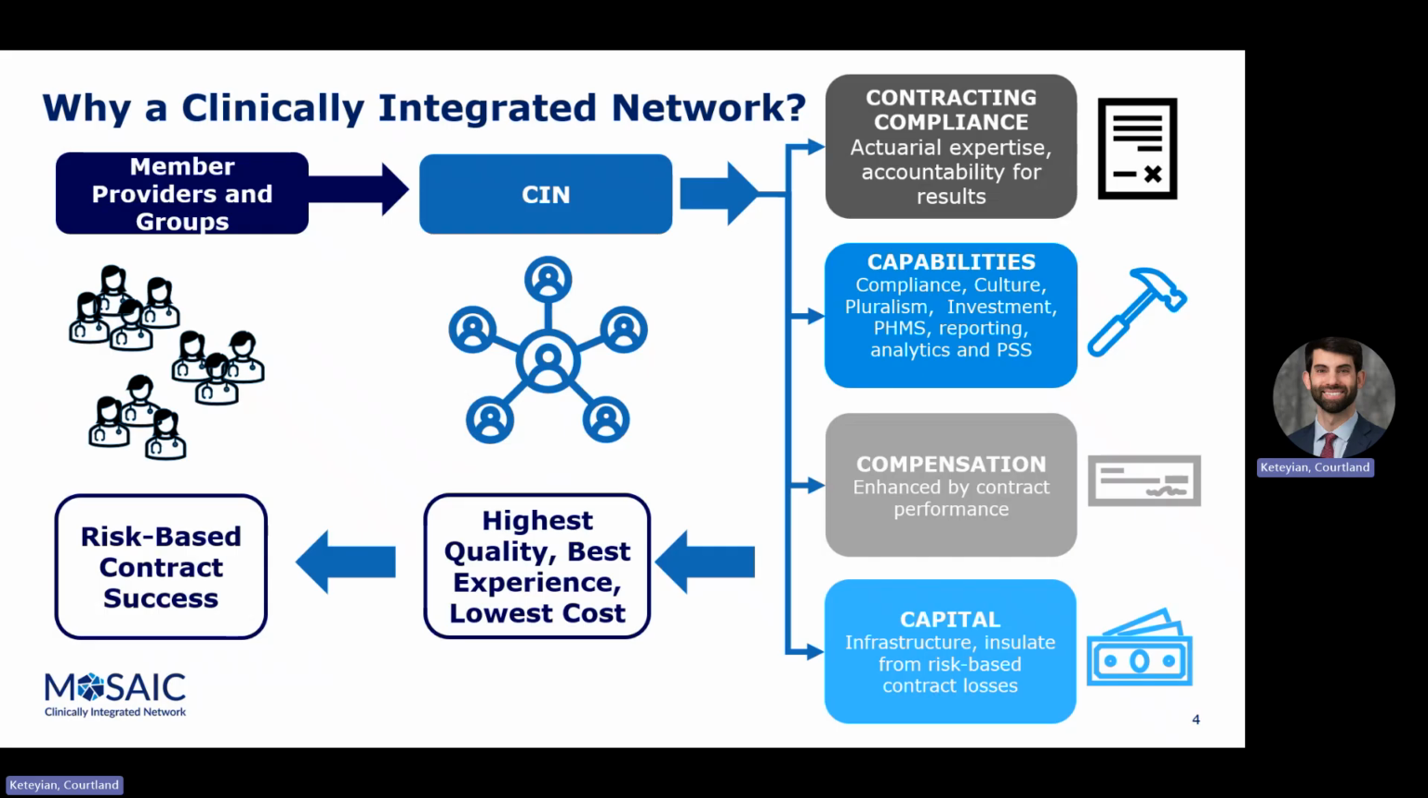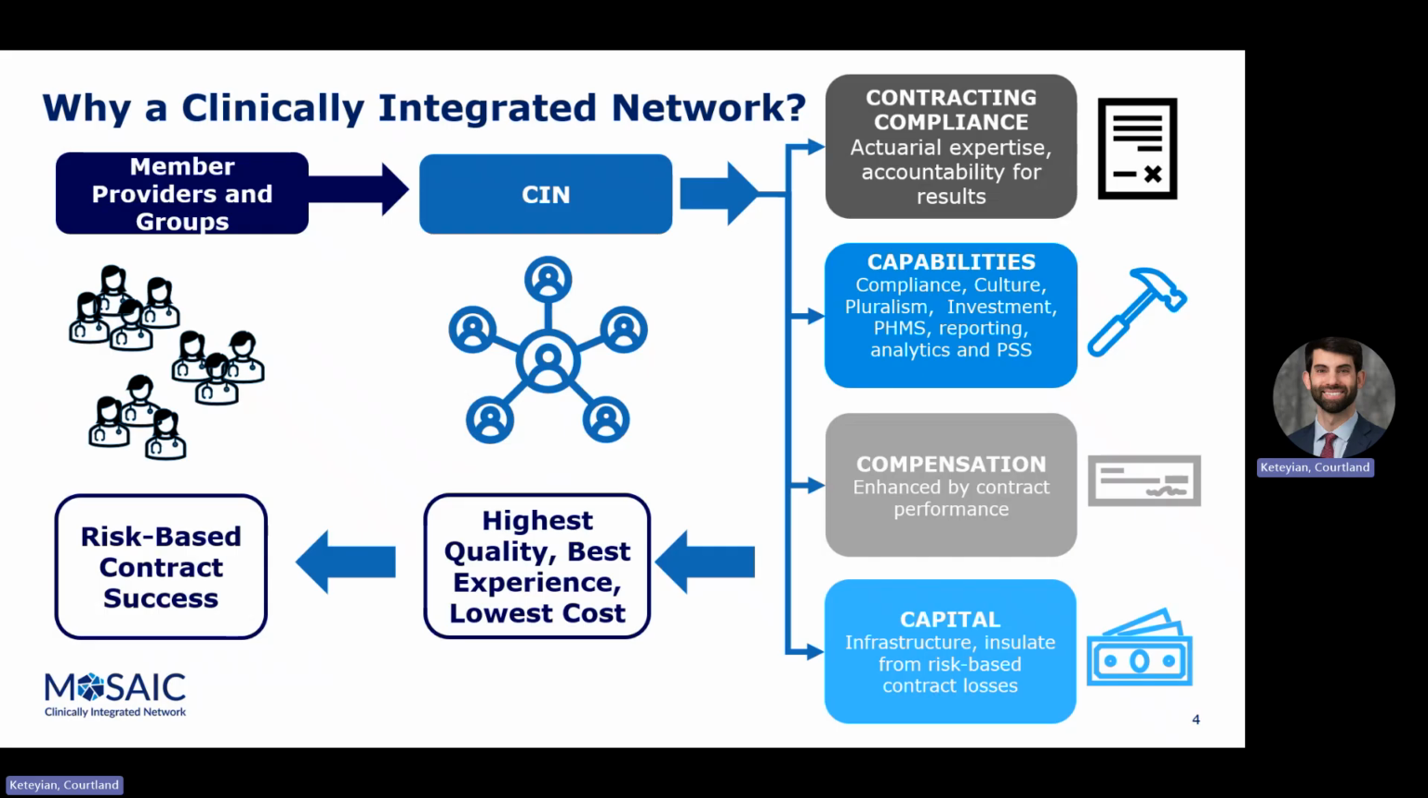Compensation: there is a financial impact of coming together, so we want to make sure that we're enhancing the financial performance and then distributing those resources out to the physicians within the CIN. And then finally, capital, to help support and insulate physicians from the loss of risk. Risk is this idea that physicians are essentially taking on an insurance function and becoming accountable for the care of the patients that we see.